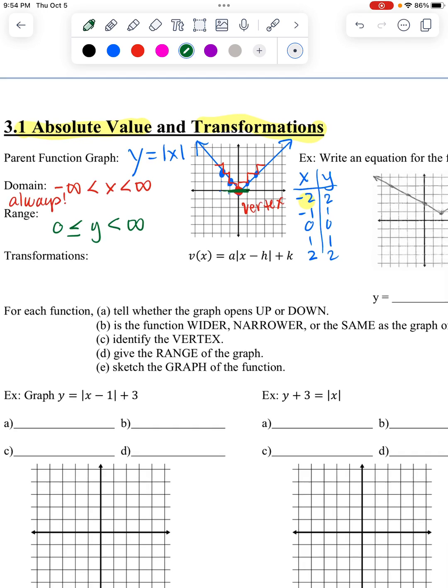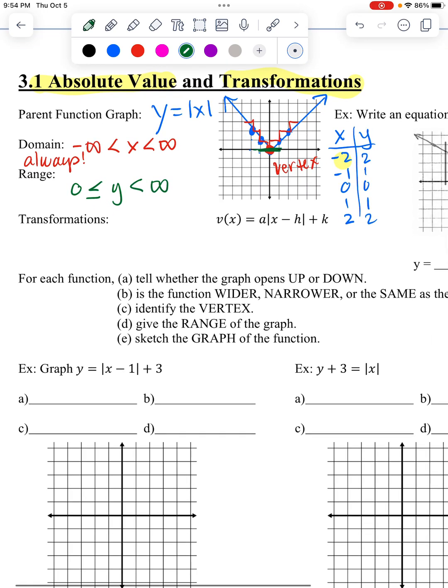So transformations are going to be the changes that occur, and the transformations are going to put numbers around that parent graph that we had. The number out in front, A, let's talk about that first. First of all, if you have a positive A, it's going to open up, and a negative A will open down. A also, the way I think about it, is the slope of the right side. And then you do the mirror image for the left.